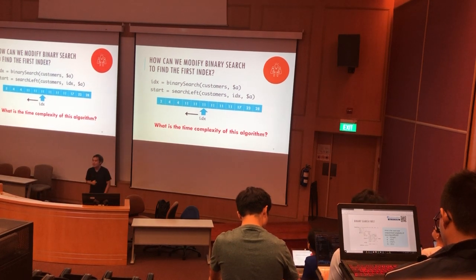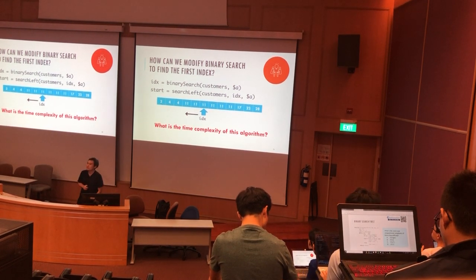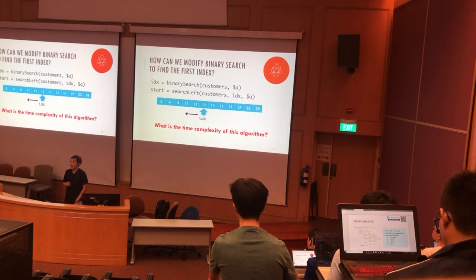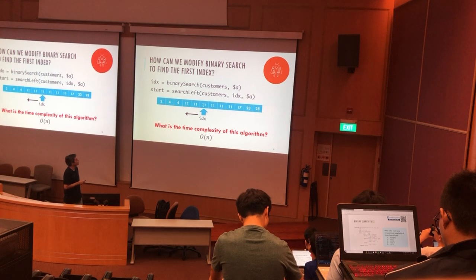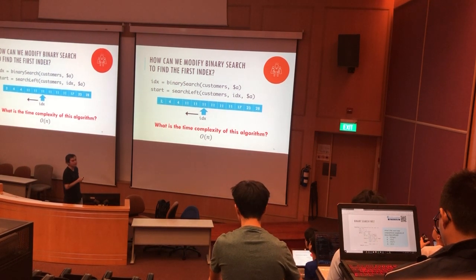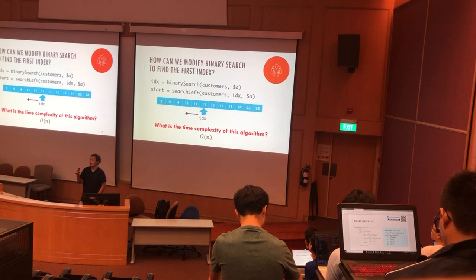What's the time complexity for this algorithm? O(n), correct? Why O(n)? Because let's say you hit the midpoint, it might be the case that 11 is all the way here, right? The first occurrence is 11, and so you have to scan, so you did n over 2 steps, which is O(n), right? That's the worst case.